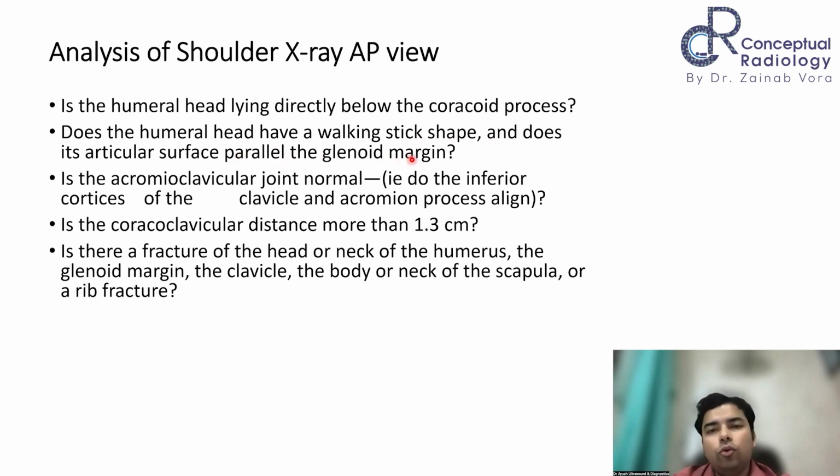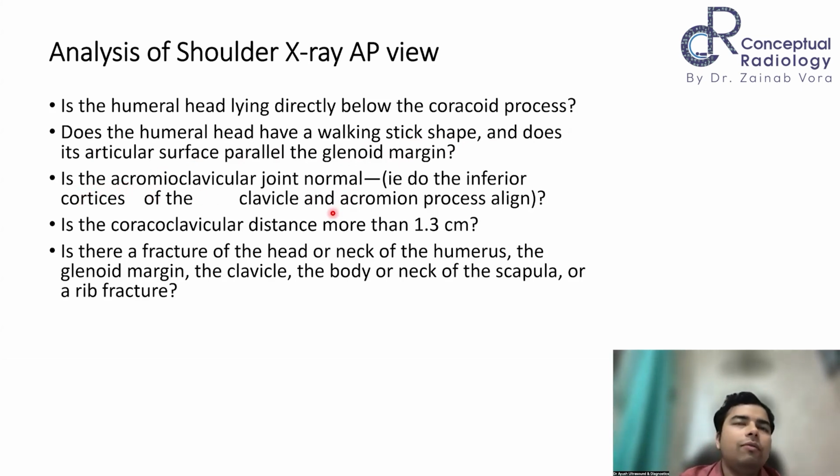Does the humeral head have a walking stick shape, and does its articular surface parallel the glenoid margin? Like I showed you in the first image, in the AP view, it has a walking stick shape, and its articular surface of the humerus should parallel the glenoid margin. That is normal. The third question is, is the acromioclavicular joint normal?